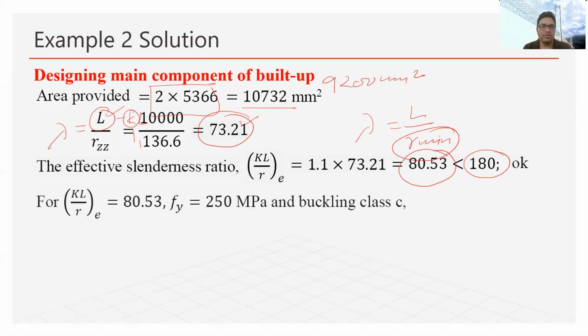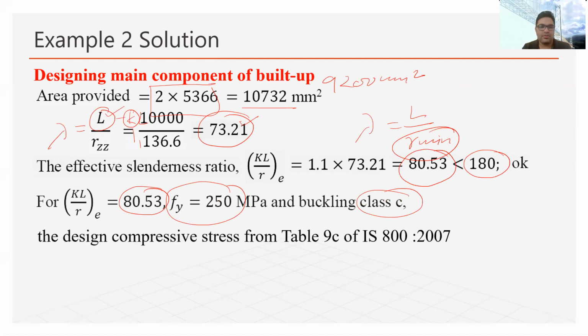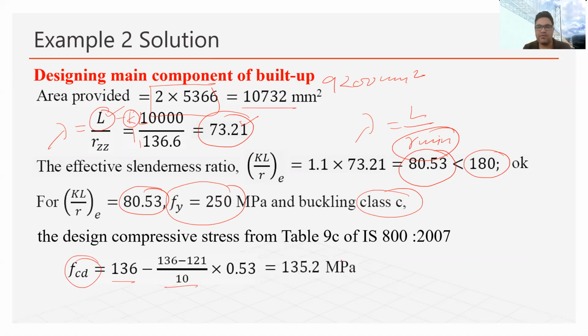Now for this effective slenderness ratio, with Fy value as 250 and buckling class C, referring to table 9C, we can easily find out the value of FCD, which is this one, and after calculating it, we get the value of FCD as 135.2 megapascal. So I'm just skipping this process, how we do that, because I have already explained this in some of the examples previously.